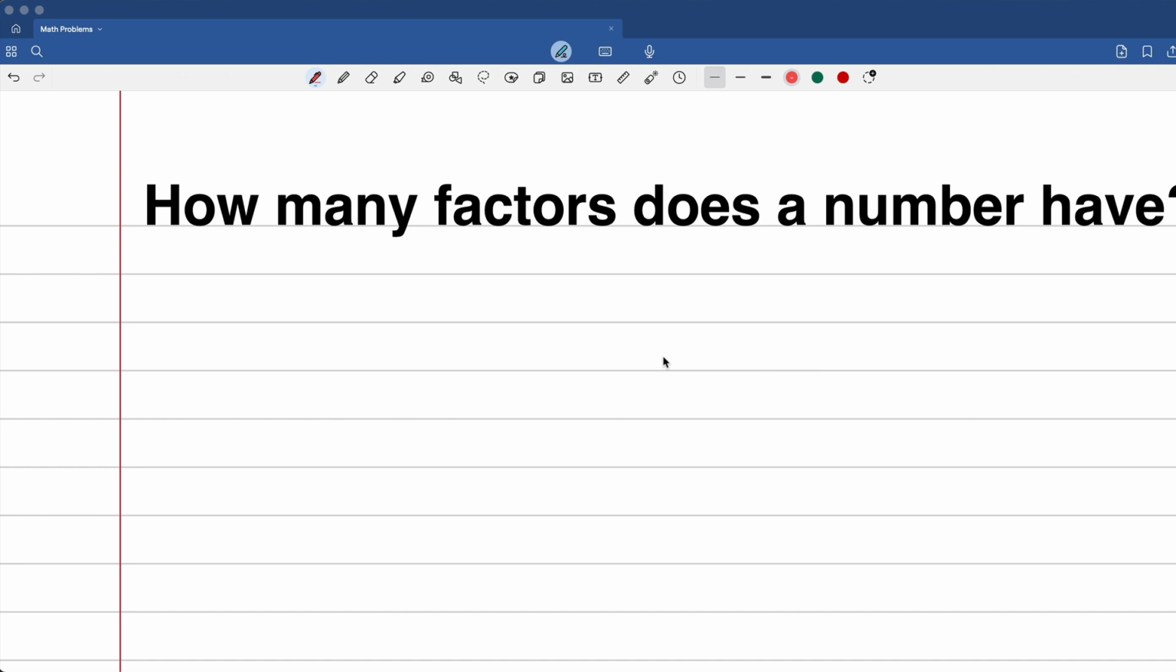And today we're going to tackle something very different. How many factors does a number have? Is there a formula to figure this out? And why are we even interested?